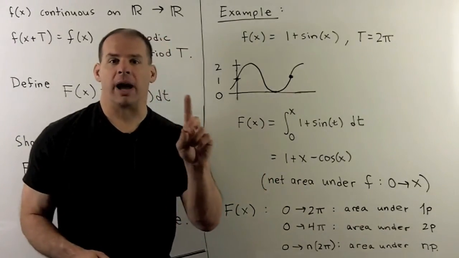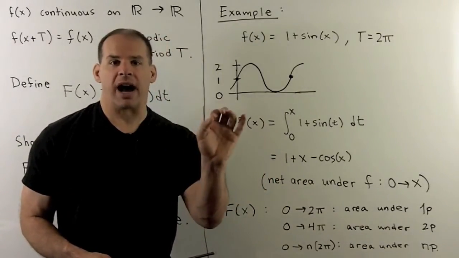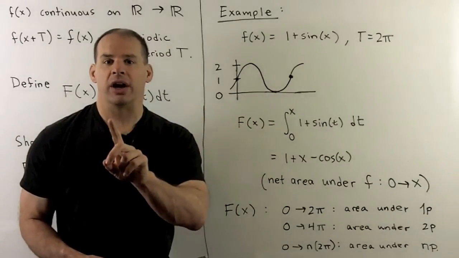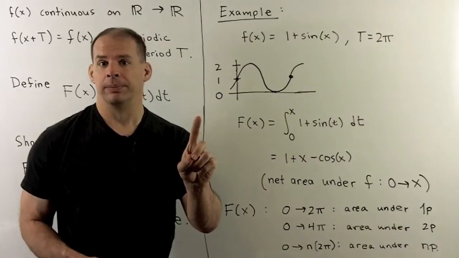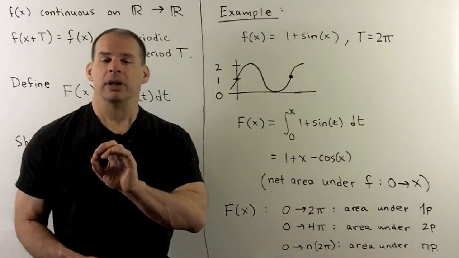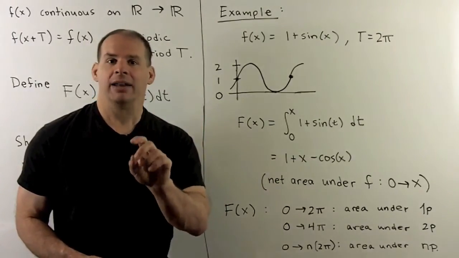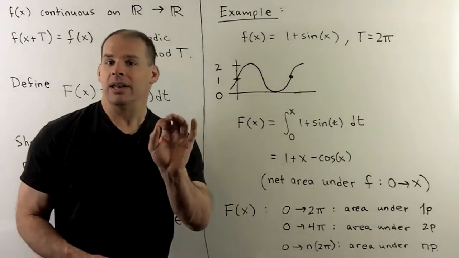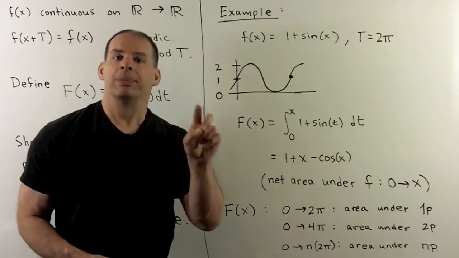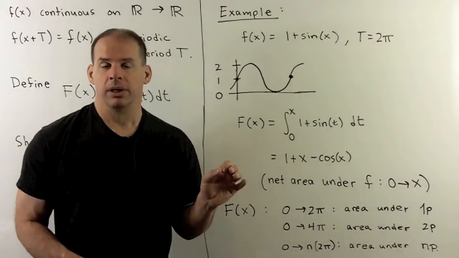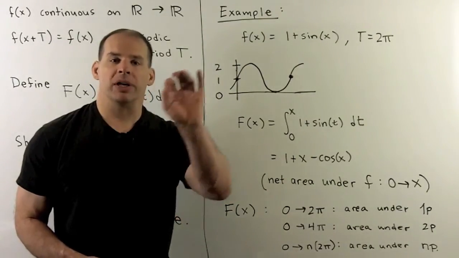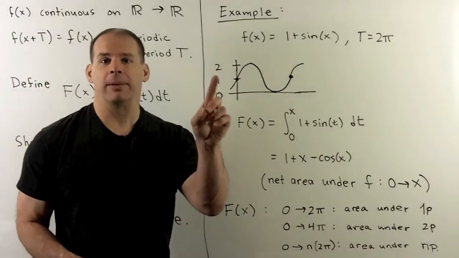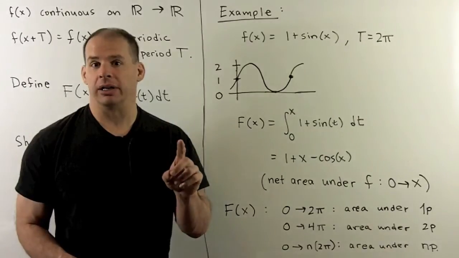If I go to 4 pi, since our function is periodic, we're going to be taking the area under two periods, or twice the area under that first period. In general, if we evaluate capital F at n times the period, we're just going to have n times the area under that first period. So if we plot those points, we're going to have a line that has slope given by the area divided by the period.